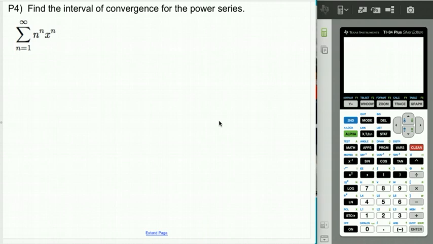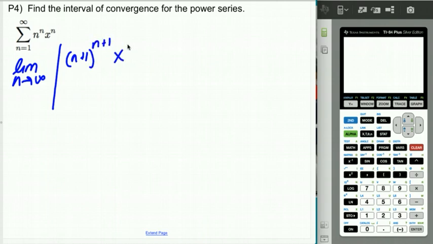All right, so this one's a little bit tricky. Let's go ahead and find the interval of convergence. So we're going to set up the limit as n approaches infinity and set up our ratio test. So we're going to get an n plus 1 to the n plus 1 times an x to the n plus 1, right? That's my n plus 1th term. And then on the bottom, I have the n to the n times the x to the n.